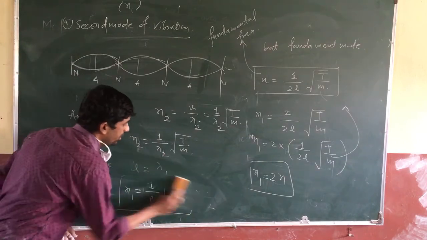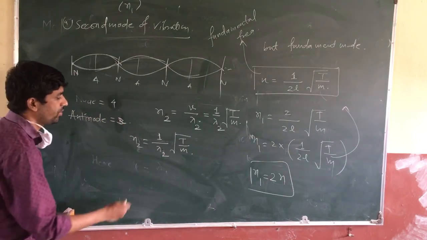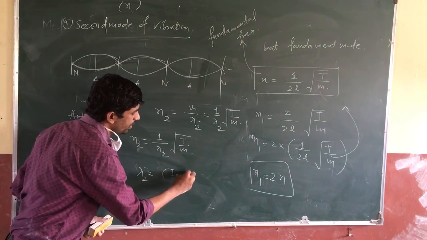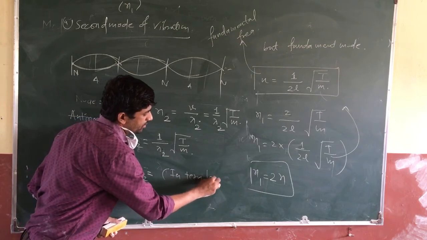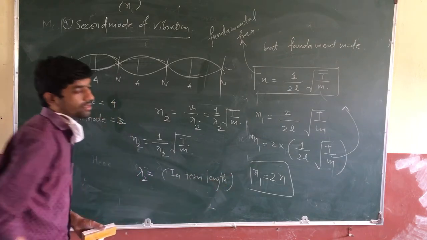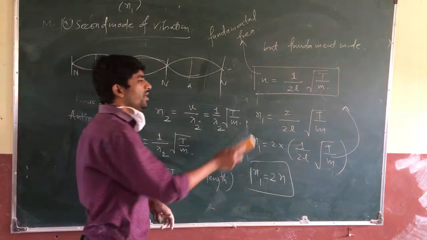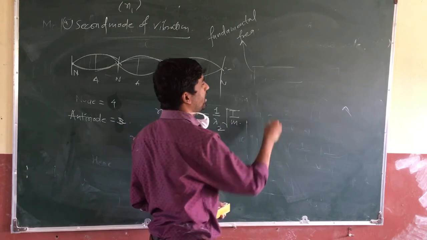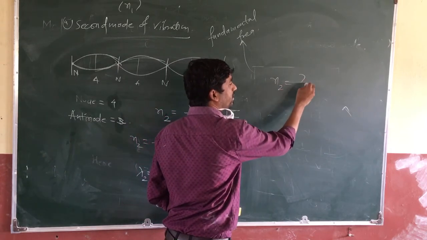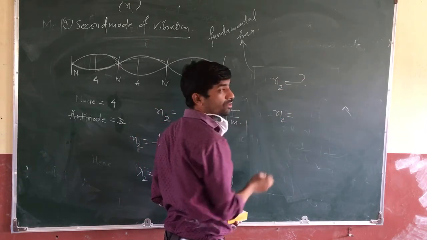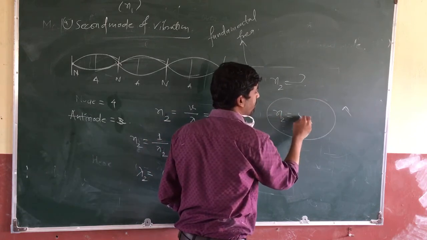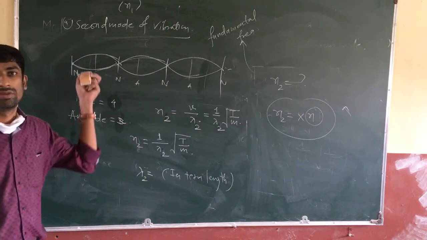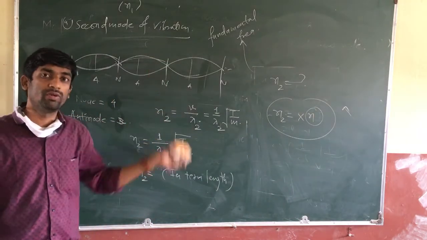Now we have to calculate the value of lambda 2 in terms of length. Then you have to calculate the frequency, that is, the value of N2, and find how many times the fundamental frequency N2 is. You have to do this by yourself now.